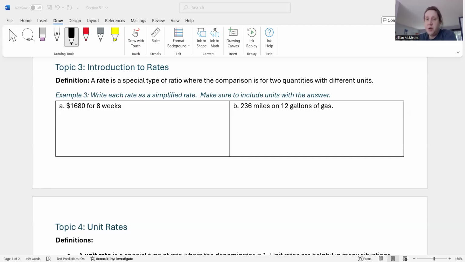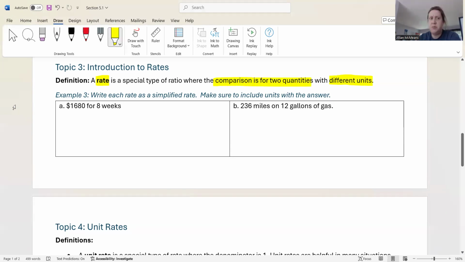Okay, for topic three, we're going to talk about rates. So we already know that just generically speaking, a ratio is a comparison of any two quantities. However, when those quantities are not the same, we have something that's called a rate. A rate is a special type of ratio where we're comparing two quantities, but those quantities have different units. So it's still a comparison of two quantities, but the units on the two quantities are different.